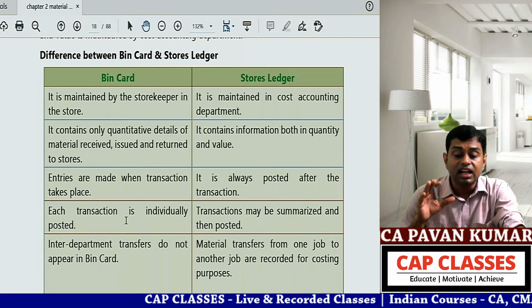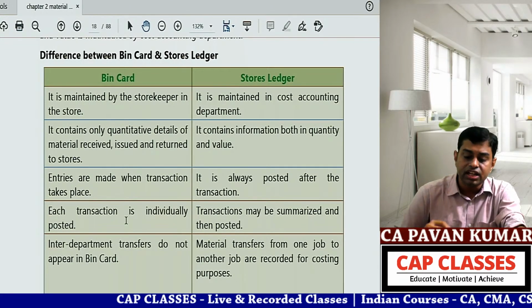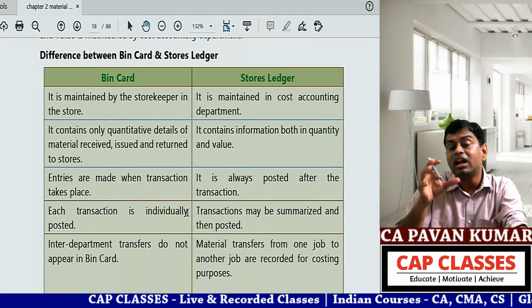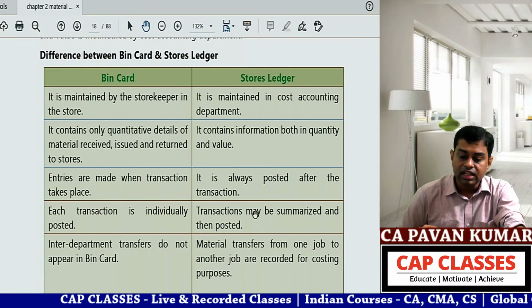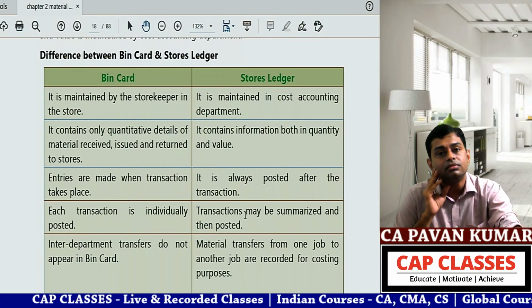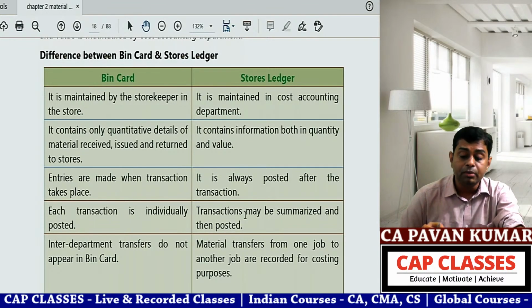Next, in the bin card, each transaction is individually posted. In the stores ledger, you can put the summarized transactions. Transactions may be summarized and then posted.